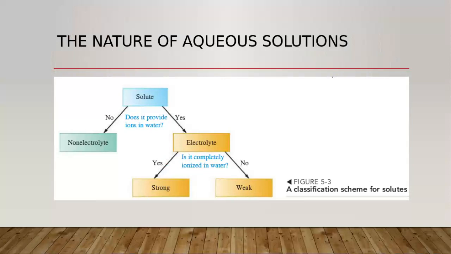Here, the nature of aqueous solution. If our solute provides ions in water and this answer is no, that means the non-electrolyte solution. What is the non-electrolyte solution? What does it mean, non-electrolyte? And then if our solution provides lots of ions in the water, yes, this is the electrolyte. If our solution is completely ionized in water, it is a strong electrolyte solution, and if it is not completely ionized in the water, that means a weak electrolyte solution.